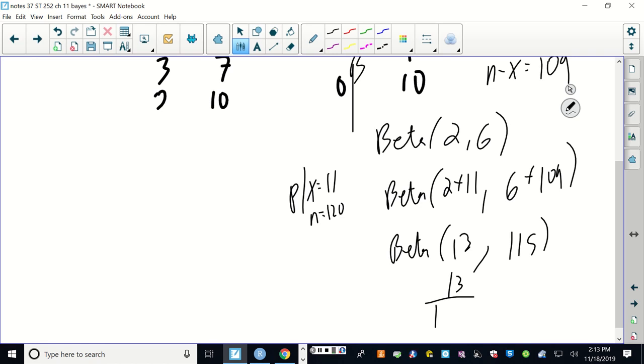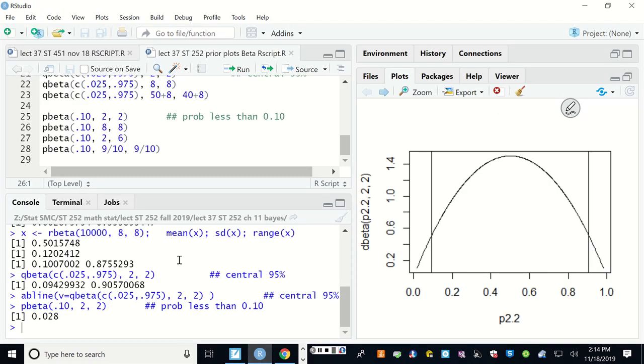13 plus 115, so we had 8... Oh, so this is 128. That's what it should add up to. 13 over 128. That looks like less than 10%. The prior mean was 2 over 8, or 1/4. So we've adjusted, right, our probability distribution. And it's become a lot more narrow, right?